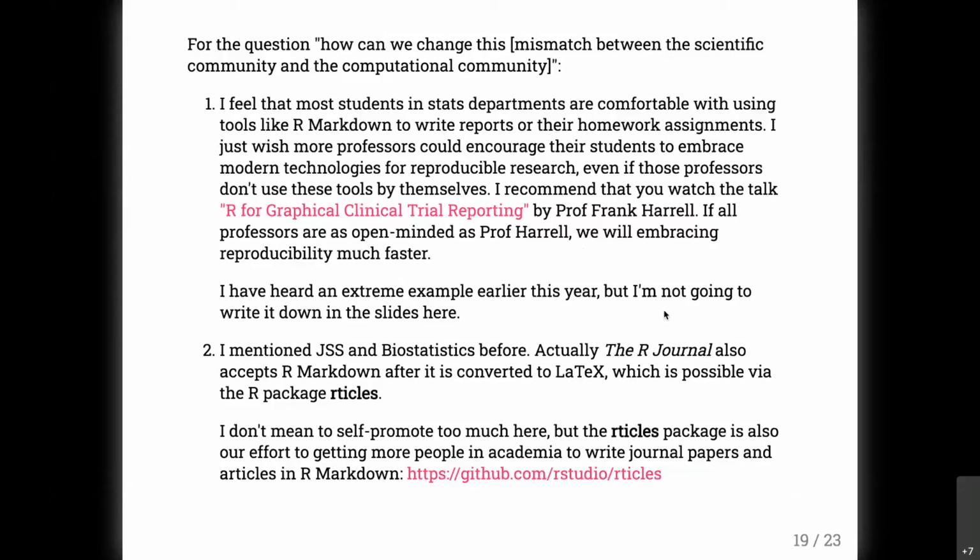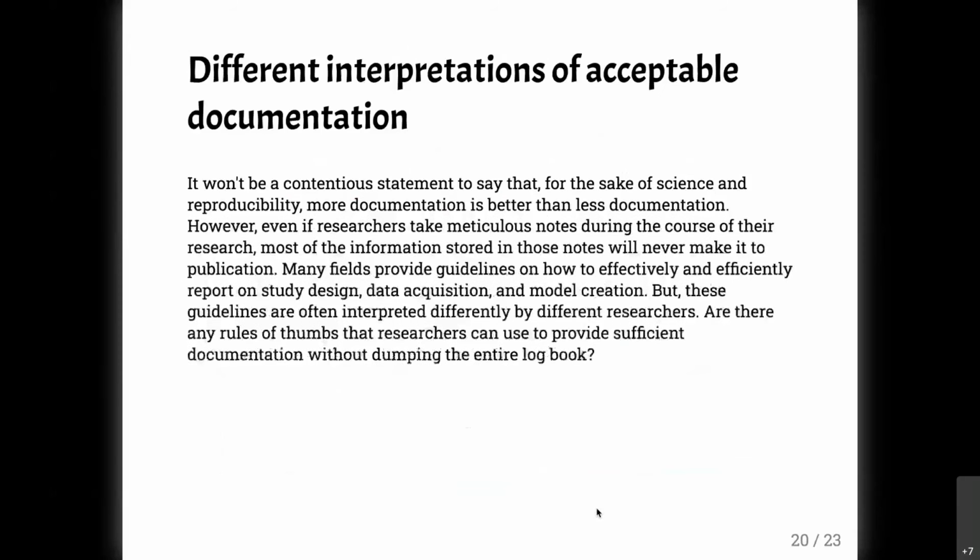The second idea is that I mentioned JSS and biostatistics before, and actually the R Journal also accepts R Markdown, if you convert R Markdown to LaTeX and submit your paper. This is made possible through our package named rticles, articles without the A. I don't mean to self-promote too much here, but the rticles package was designed to support journal papers. If you're interested, you can go to the GitHub repository and check out that package. I think this might help, at least in academia, to embrace reproducibility much faster.